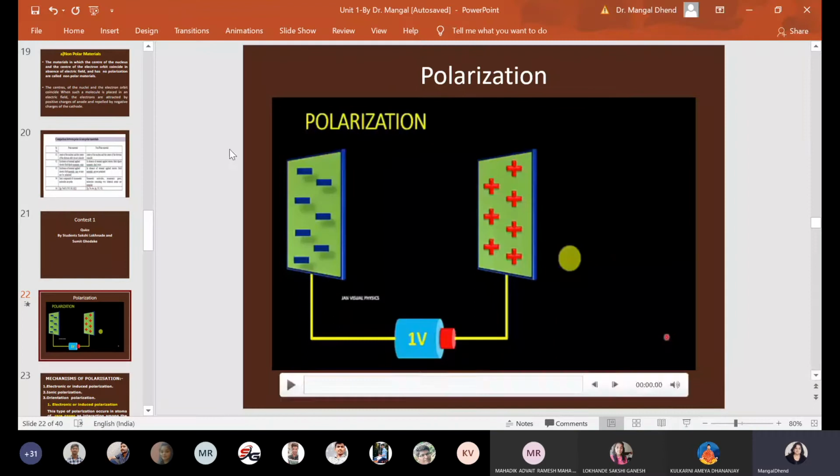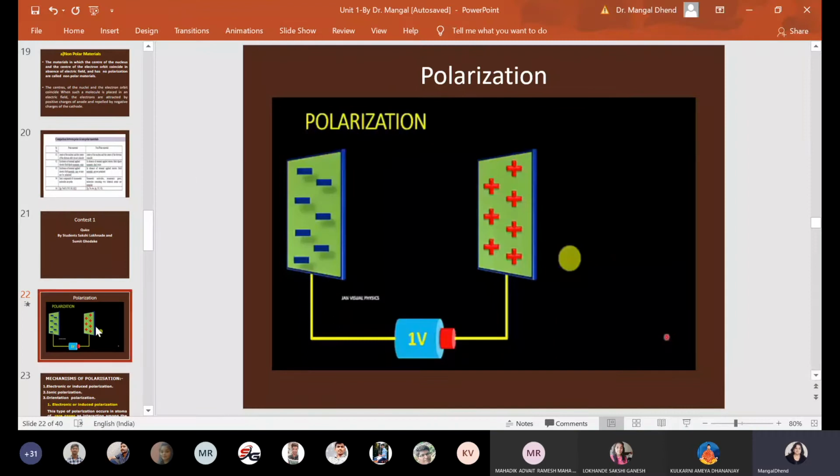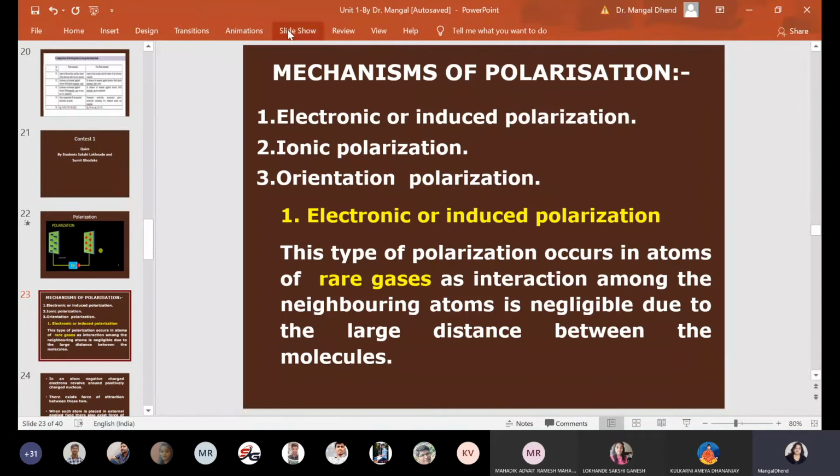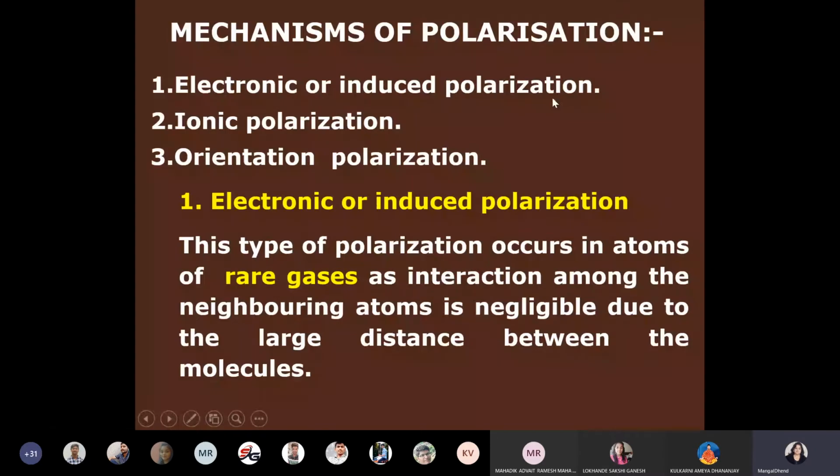I think now you have understood polarization, students. Now I will explain it. There are different types of polarization, three types. First is electronic polarization, or you can say induced polarization, because nothing was there earlier and it is induced for the first time. So the word is induced polarization for electronic polarization.